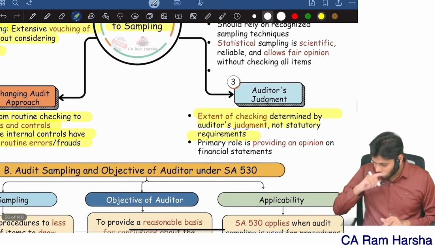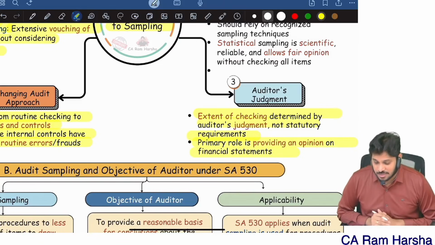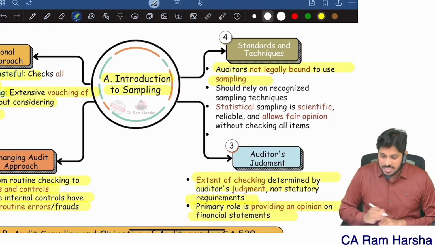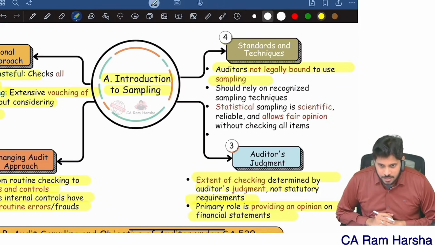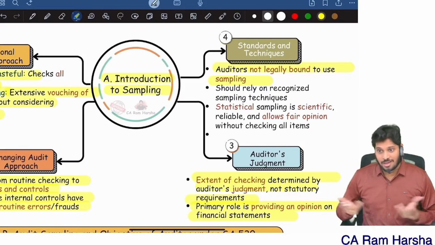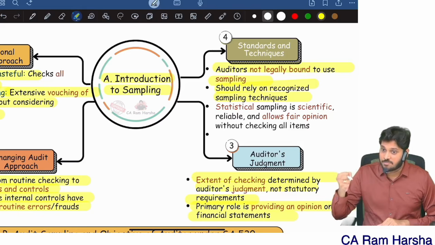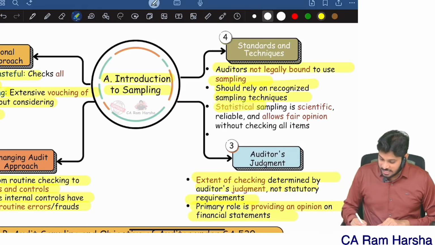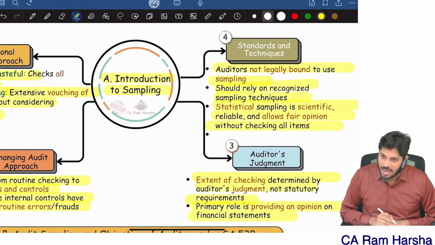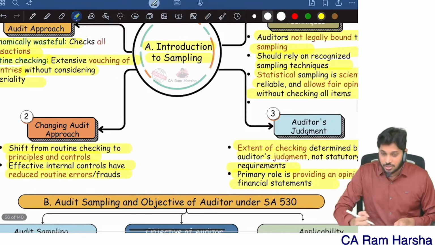Yes or no? Remember, ultimately the auditor's objective is to give an opinion on the financial statements. And is it compulsory for us to use sampling? No. Is it compulsory to apply a sampling technique? No. But practically we have a limitation; we don't have an option. Whenever you are applying sampling, you should rely upon recognized sampling techniques like stratified sampling, simple random sampling, all that. Statistical sampling is scientific, reliable, and allows a fair opinion without checking everything. This is the introduction to sampling. In the exam, they might ask you to write about the introduction to sampling.